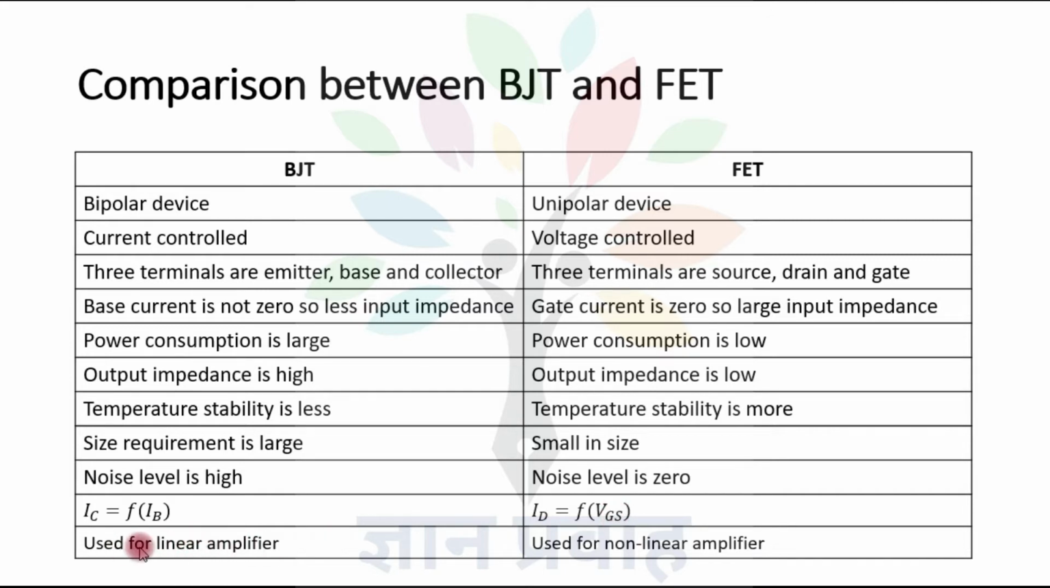BJT is used for linear amplifier because output current is related linearly with the input current, while FET is used for nonlinear amplifier because here output current depends on the square of the input voltage. That's why FET amplifiers are nonlinear amplifiers.